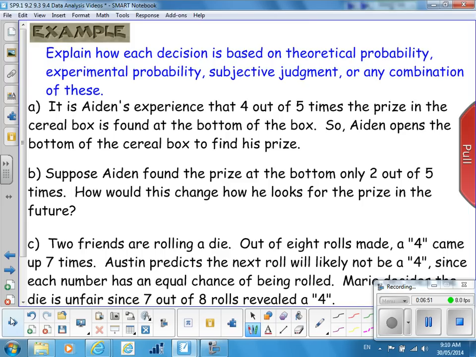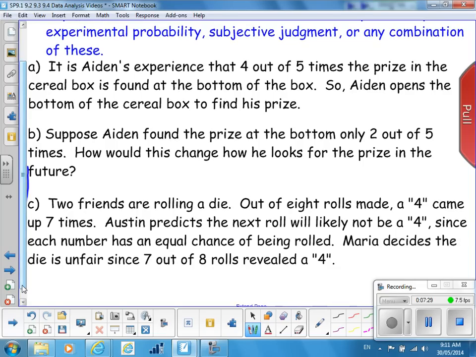Suppose Aiden found the prize at the bottom only 2 out of 5 times. How would this change how he looks for the prize in the future? Well, now it's less at the bottom and more at the top. So again, it could still be experimental probability, but he's probably going to look from the top. Because it is fairly close to half, it might be a subjective judgment. Maybe his gut is telling him this time it's going to be at the bottom, or this time it's going to be at the top. It's a little more evenly split there, so he may have to use some subjective judgment.